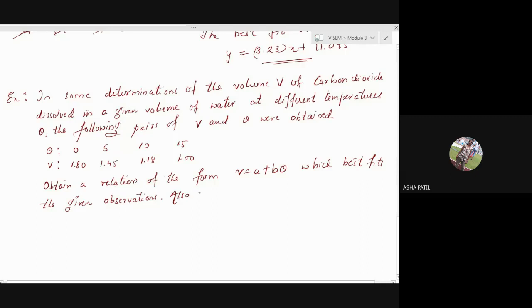Also, estimate the volume of carbon dioxide dissolved in water at a temperature of 20.